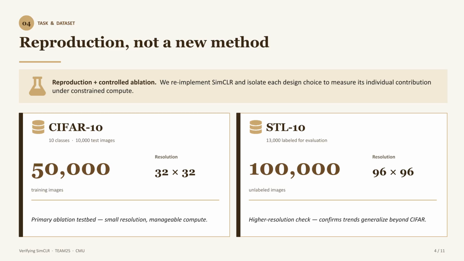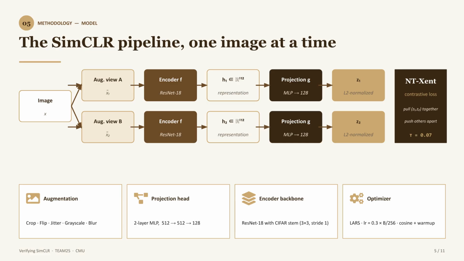We re-implemented SimCLR from scratch and ran it on CIFAR-10 and STL-10, two standard benchmarks that fit within modest compute budgets. CIFAR-10 gave us our primary ablation testbed at 32 by 32 resolution with 50,000 training images, while STL-10 let us check whether our findings held at a higher resolution. Every design choice, that is augmentation, projection head, and batch size, was isolated and then tested individually. So here's how SimCLR works and how we explored it in this current project.